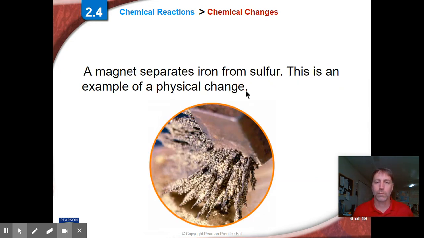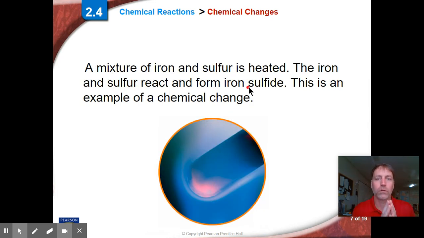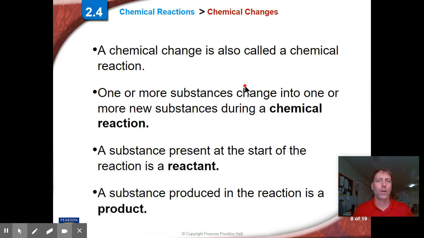So in this example, the iron and the sulfur were separate. We could separate them. Now that we've added some heat, we've induced a chemical reaction, and in that iron sulfide, the iron is forever bonded to the sulfur. So this is an example of a chemical change. Now we'll talk about a little bit of the anatomy of a chemical reaction.